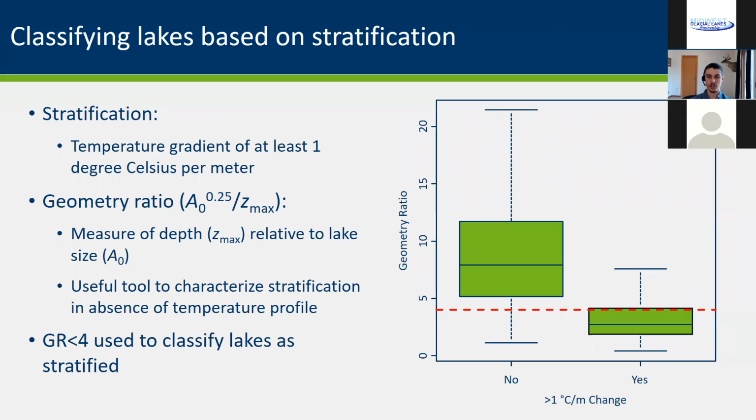We used geometry ratio, calculated as the lake's surface area to the 0.25 divided by the maximum depth, and determined based on the literature and a comparison between geometry ratio and stratification where profile data was available, that a geometry ratio of less than 4 would be used for the initial characterization. So the plot on the right illustrates that for lakes where profile data was available, a majority of lakes that experienced greater than a 1 degree Celsius per meter change were correctly classified as stratified using the geometry ratio approach.